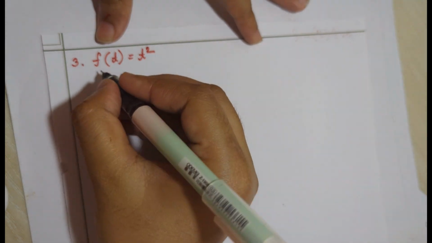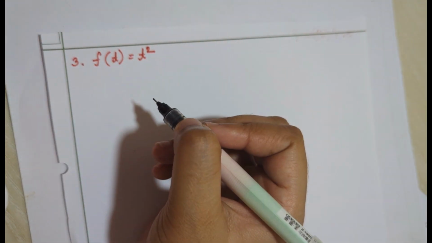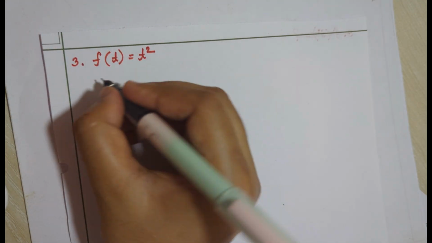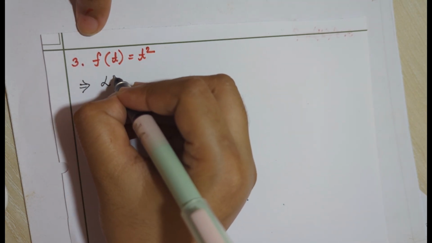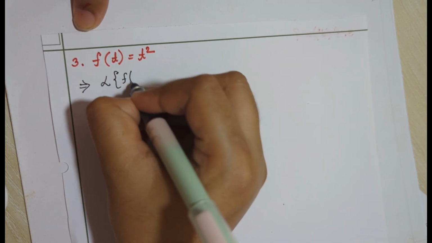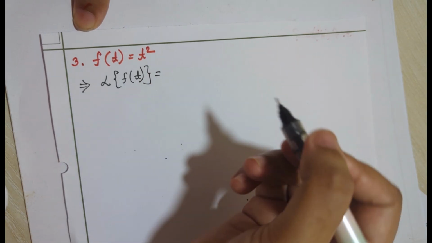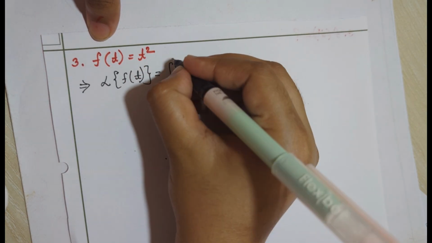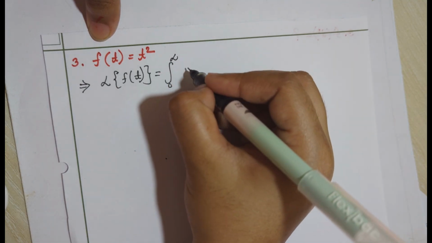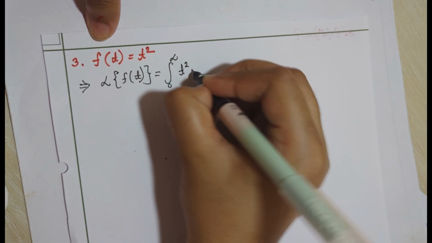Now let's see another example, which is f of t equals t square. This is also a function of t. Now let's do the Laplace transform of this function, which is the Laplace transform of f of t. Now we'll write down the formula with this function directly. So we'll write the integration from 0 to infinity of f of t, means t square into e to the power minus st dt.